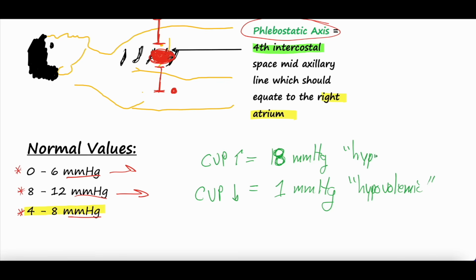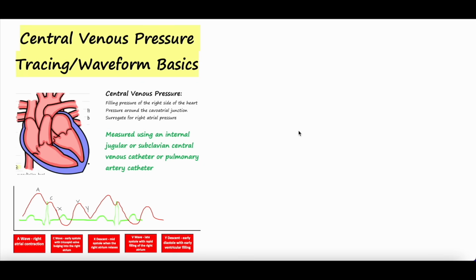Compared to that, a high CVP can mean you're hypervolemic. We'll do a more advanced discussion on this in future videos, but we just wanted to give that introductory sense today. Today: central venous pressure tracings, or waveform basics. We're going to decipher the mystery of the CVP waveform, what the different parts of the waveform mean, how they correlate to the cardiac cycle, how to interpret abnormalities, etc.